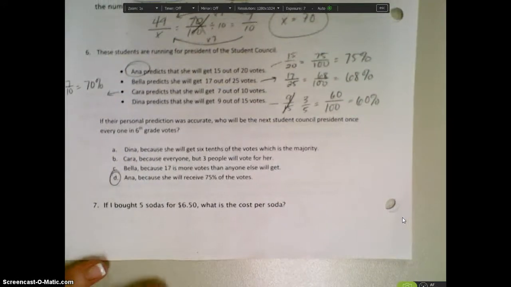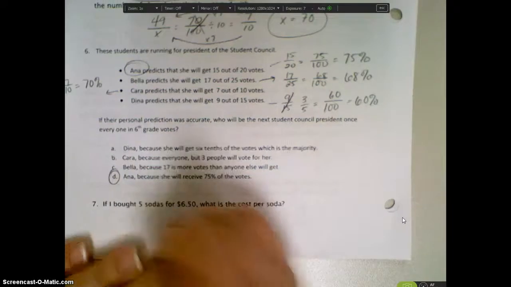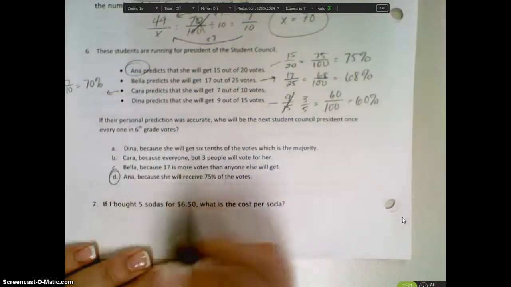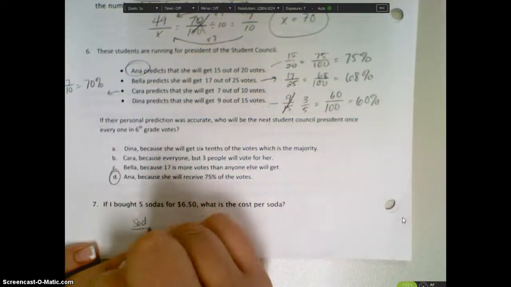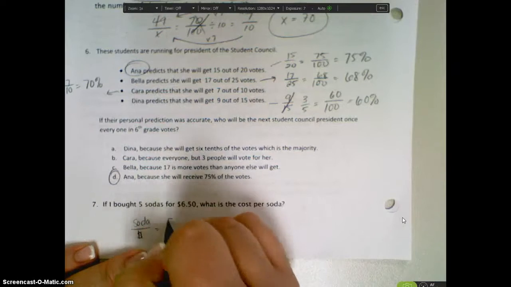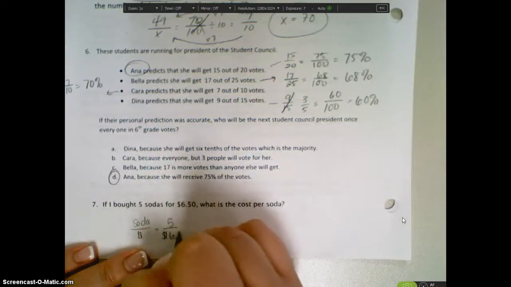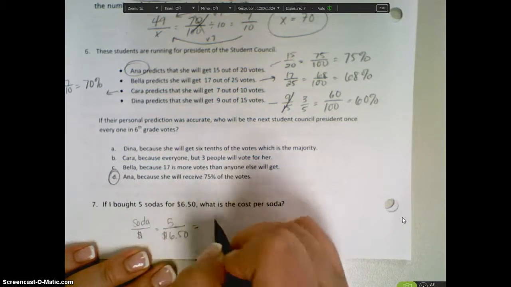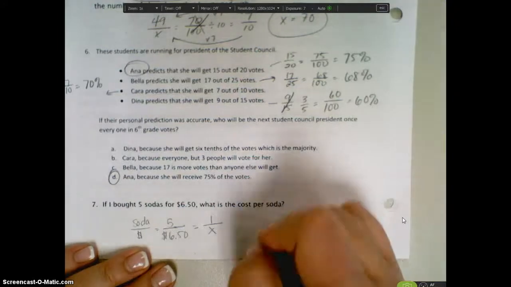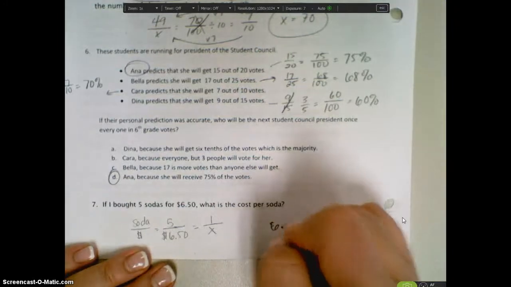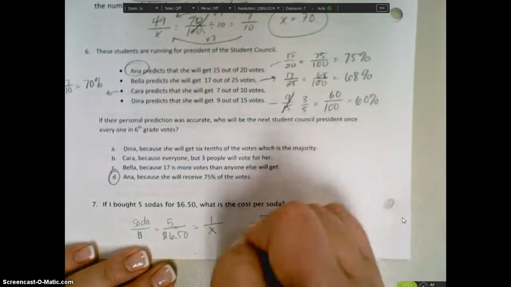Number 7, if I bought 5 sodas for $6.50, what is the cost per soda? We need to find the unit rate here, the unit cost. So your word rate should be soda over money. 5 sodas for $6.50, which is equal to, I want to know how much one soda costs. So I need to do $6.50 divided by 5.